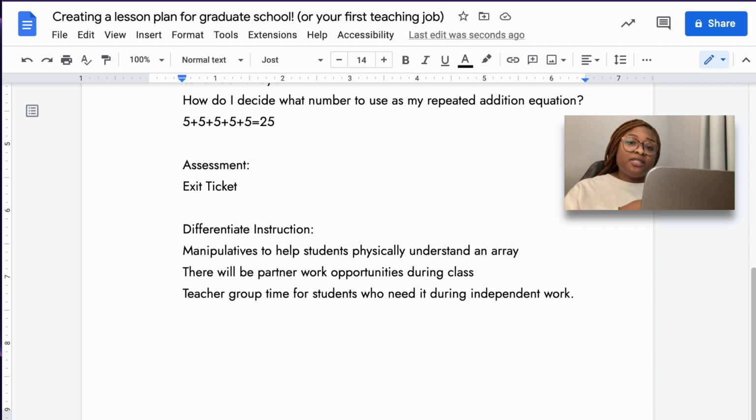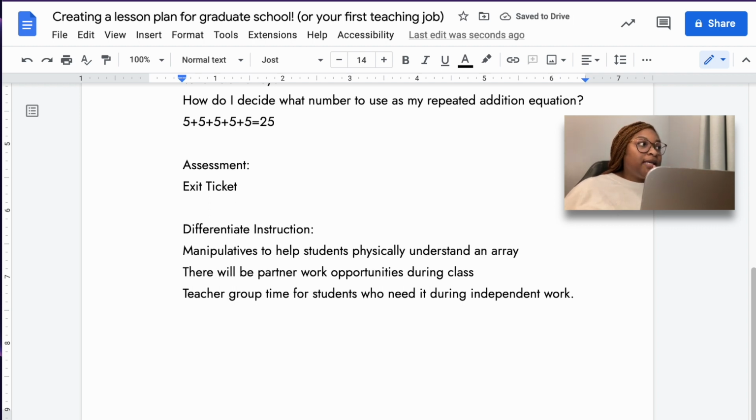By comparison, if this is a reading lesson, right, you may not have an opportunity to have manipulatives if you're reading a passage, but you can do partner reading, and you can say, I will have a teacher group reading session while students are independently reading. Okay?